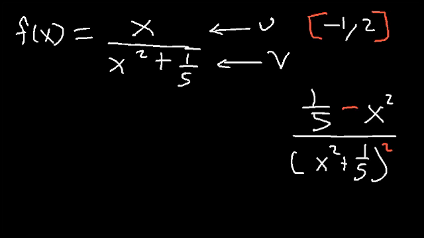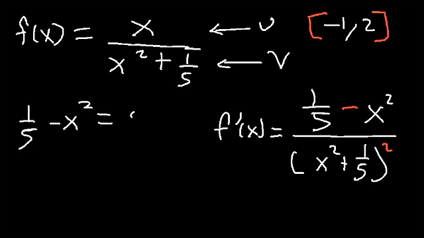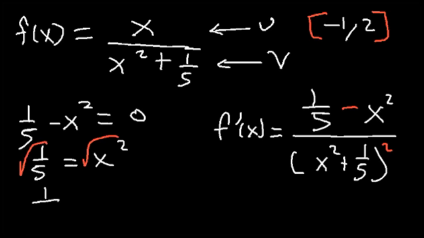Now what can we do to find the critical points? Since we have a fraction, we need to set the numerator and the denominator equal to 0. So let's start with the numerator. 1/5 minus x squared. We can add x squared to both sides, and then we can take the square root of both sides. The square root of 1 is simply 1, and then on the bottom we have root 5, plus or minus.